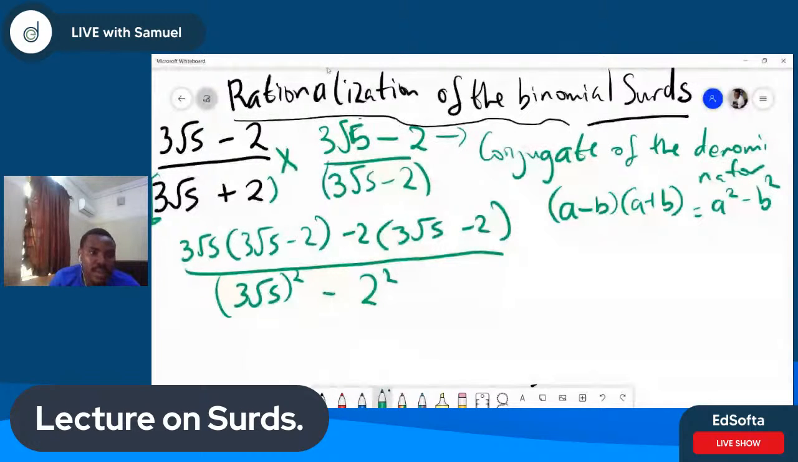So we can finish this off. 3 root 5 times 3 root 5, like we know, root 5 times root 5 gives us 5. 3 times 3 is 9. So we have 9 times 5, and that's what? 45.